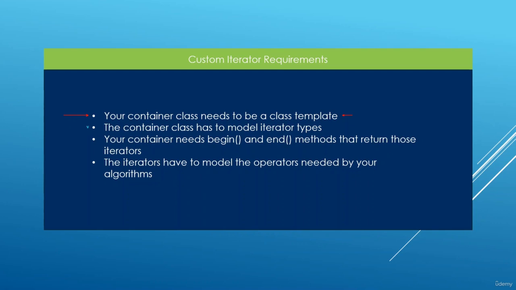You need to make it generic, and you make it generic by using class templates. The container class also has to model iterators, and these are iterators that are going to be looked for by the algorithms that work with your collection. Your container will need to provide the begin and end methods at least, because the algorithms are going to use these methods to get your iterators and work with them. And the last thing that should be clear is that different algorithms are going to need different iterators. So you have to make sure that the kind of iterator provided by your collection is what the algorithm you want to use needs.